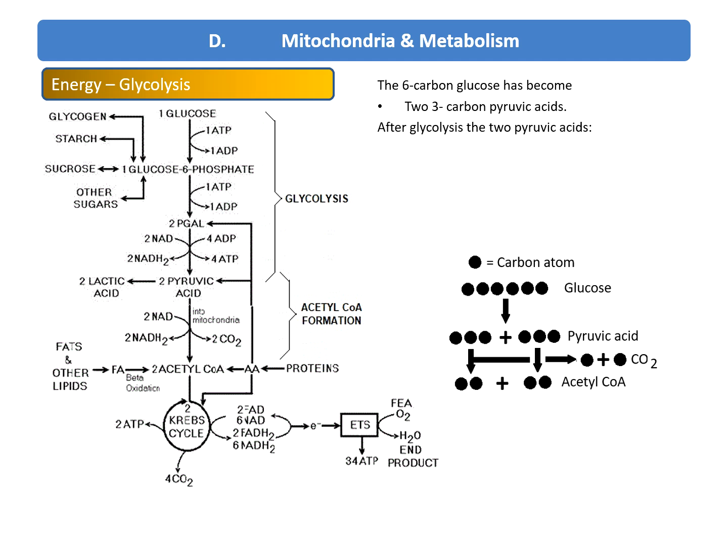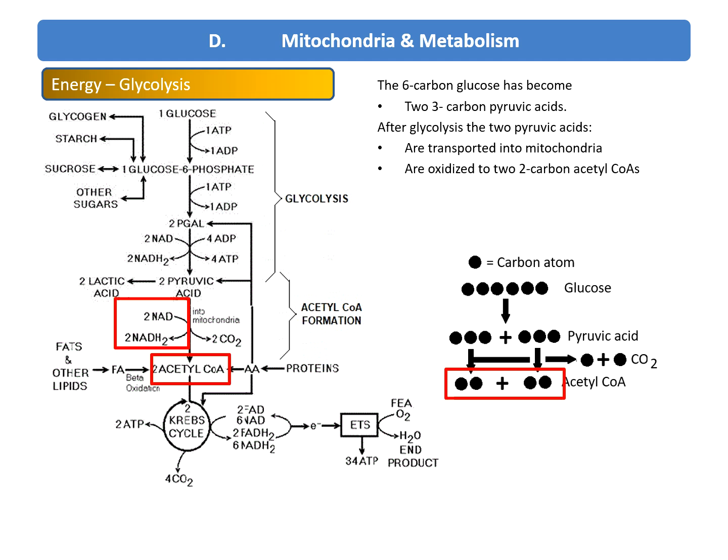After glycolysis, the 2 pyruvic acids are transported into the mitochondria, oxidized to 2 2-carbon acetyl-CoAs, and carbon dioxide is released. That's the 3rd carbon of each pyruvic acid. 2 NADs, meanwhile, are reduced to 2 NADH2s. Remember, for every oxidation, there has to be a reduction.